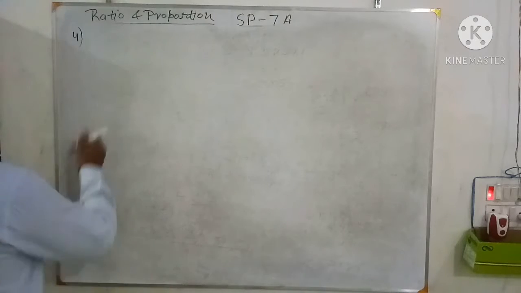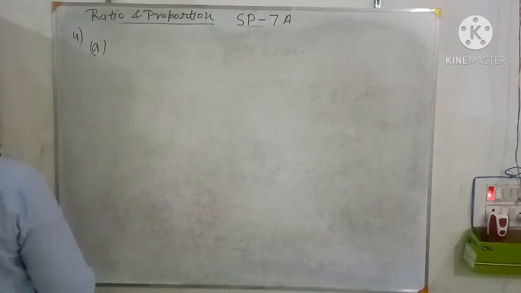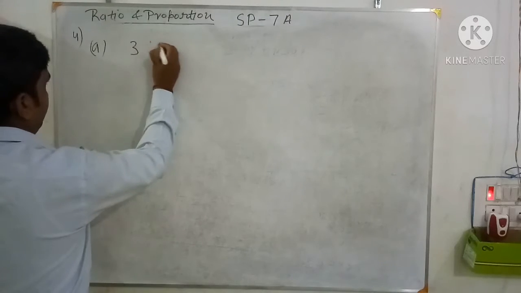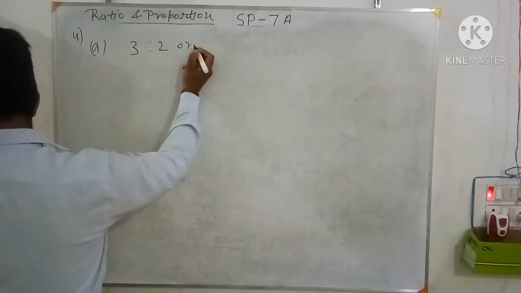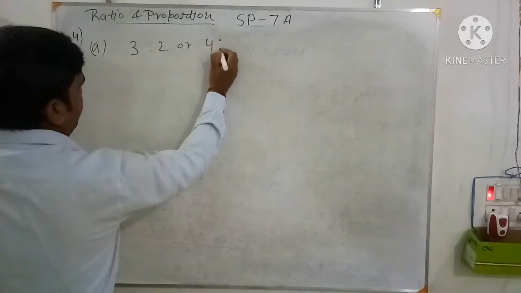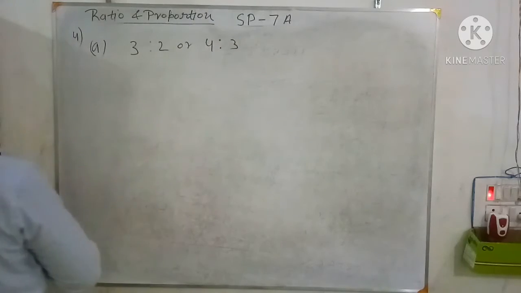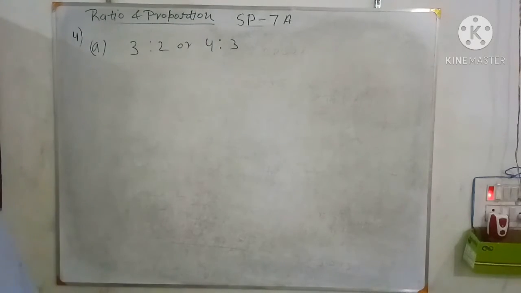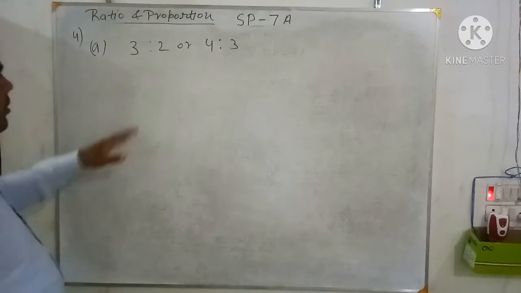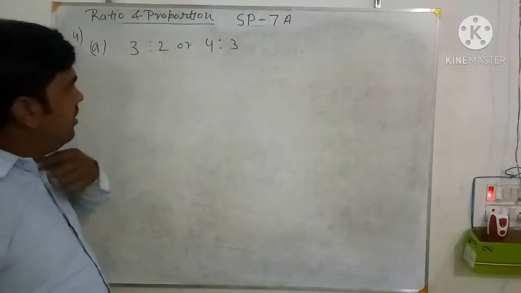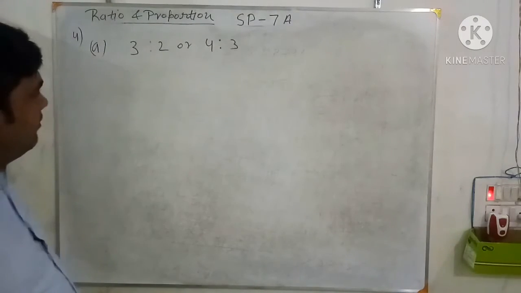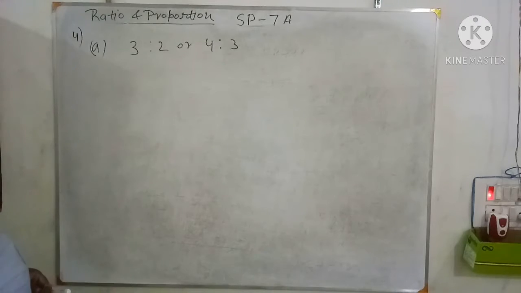First, 4A. We have to find which is the greater ratio: 3 is to 2 or 4 is to 3. See how we can find which ratio is greater. We can convert the ratio into a fraction. After that only we can find which is the greater or which is the smaller.